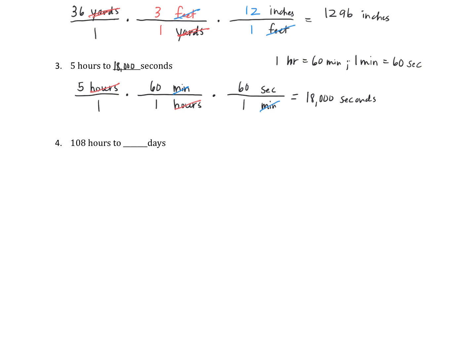All right, the last one, we have hours to days. So I'm trying to convert hours, so I'm going to put that over 1. I know that there are 24 hours in one day, and that one conversion is going to help me get where I want. So hours cancels out. I'm going to have 108 divided by 24, and that's going to give me 4.5 days.